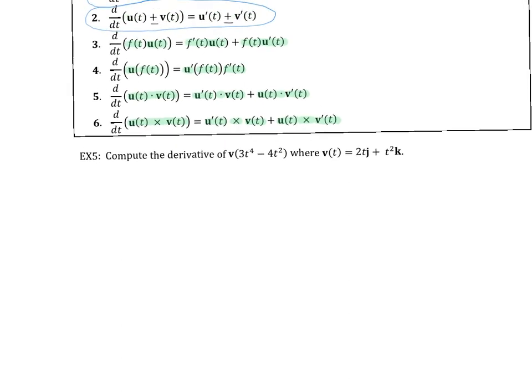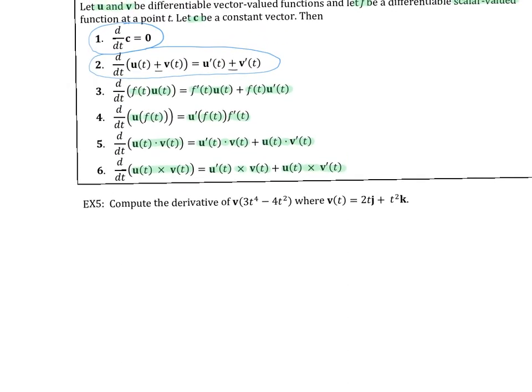When we look at these properties, all of the properties will result in a vector except for 5, right? When you dot two vectors, you don't get a vector. So this is the only property where you do not get a vector. So this is not a vector. The rest of them are.